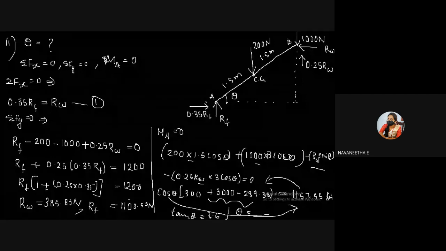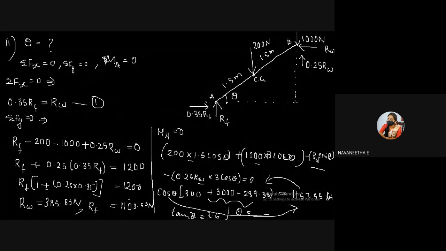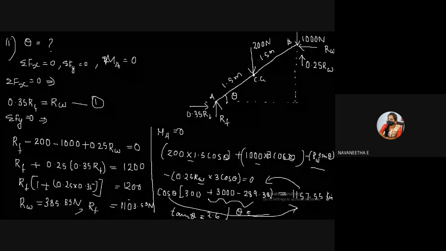Okay, so what is the value? Tan inverse of 2.6. What is the value? Okay, 68.97, unit is degree. 68.97 degree. Okay, solve this equation, then you will get like this, that tan theta equal to 2.6. Is it clear? Okay or no?